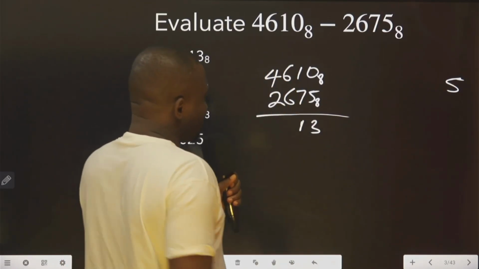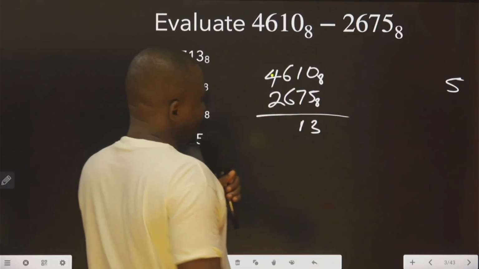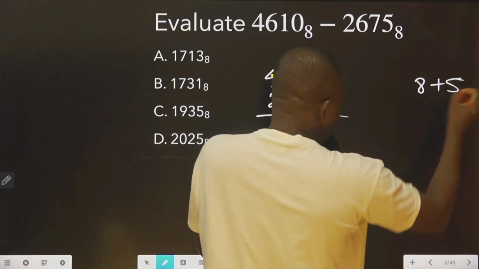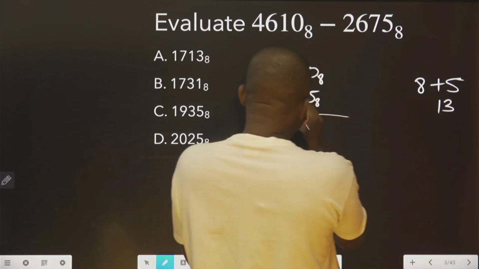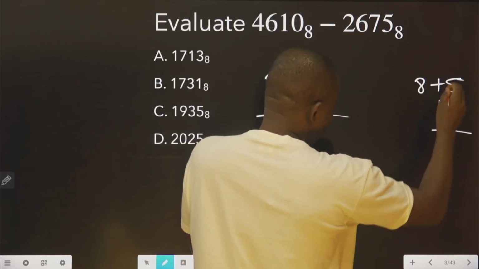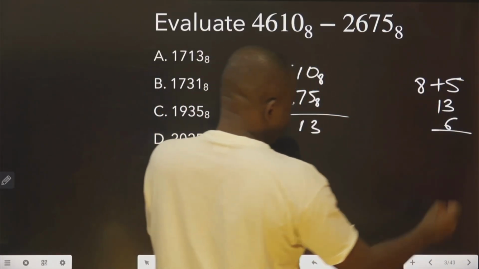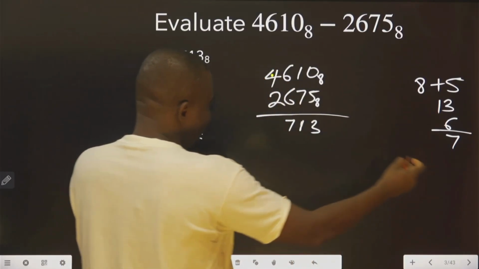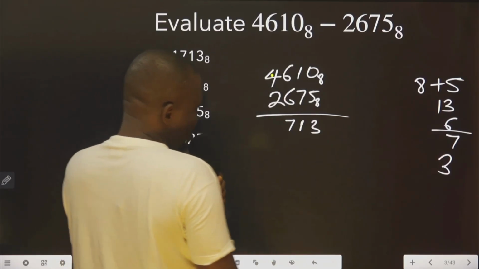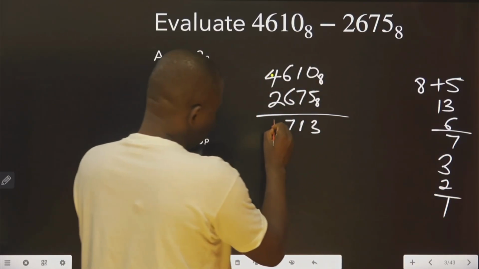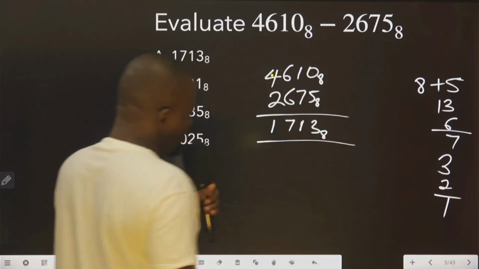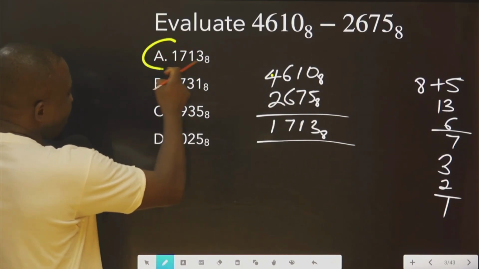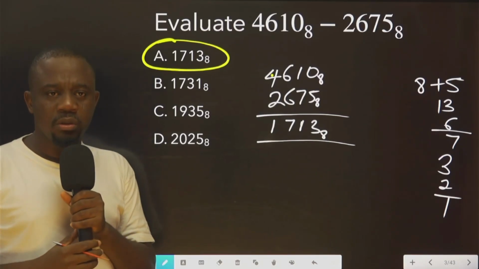5 minus 6 cannot. You take 1 from here and take it here. As you are bringing the 1 here, it becomes 8. This will give us 13, minus this 6. 13 minus 6 will give us 7. It means here now is 7. What is remaining here now is 3. The 3 that is remaining minus 2 is 1. So this is the answer to the base of 8. So let's check if we have it. That is A. A is the answer of number 1, okay?